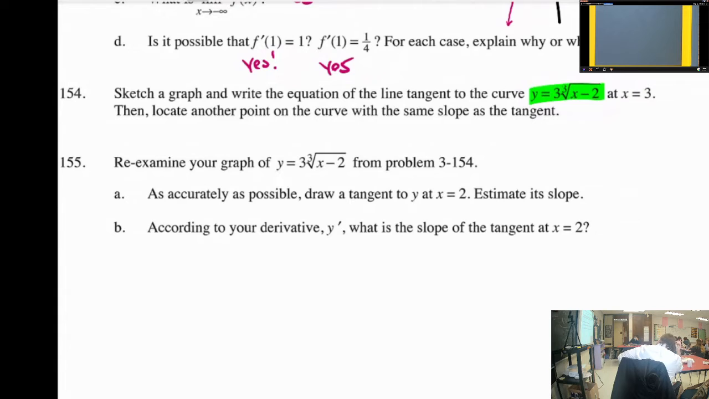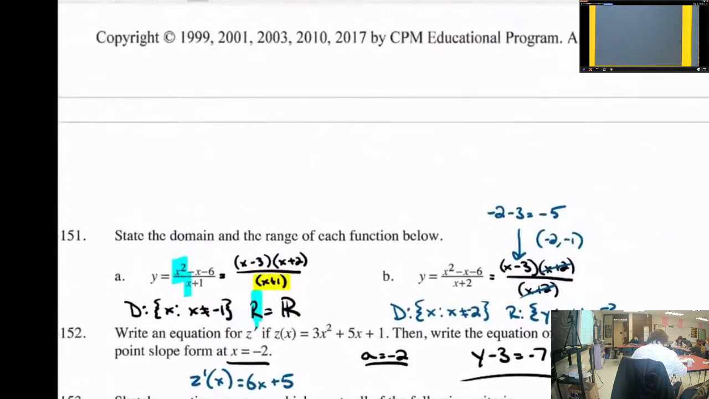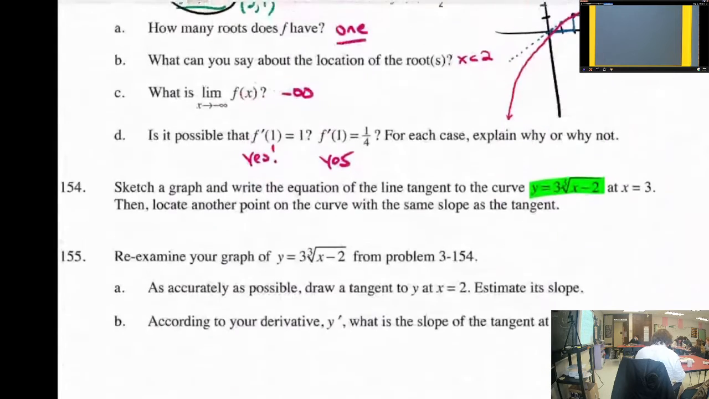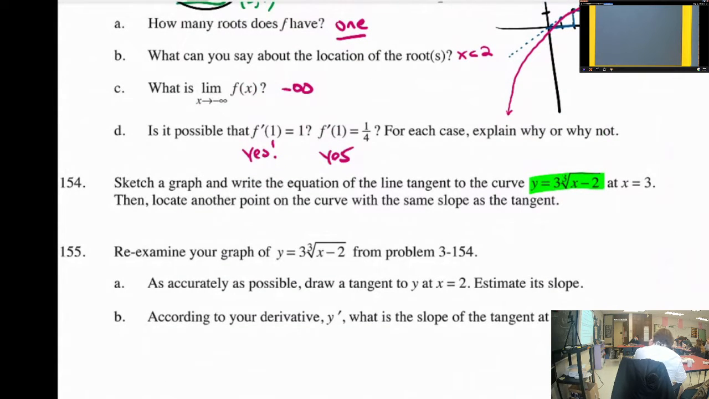As far as writing the equation of a line tangent to a curve, that's going to require a thing we already did, well, you will already do in question 152, basically the same process. So we're going to use the point-slope form to figure out what's going to happen at x equals 3. Point-slope form is going to look like this: y minus f of a equals f prime of a times x minus a. Just point-slope form from back in the day.